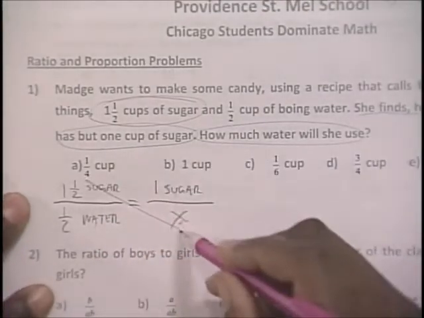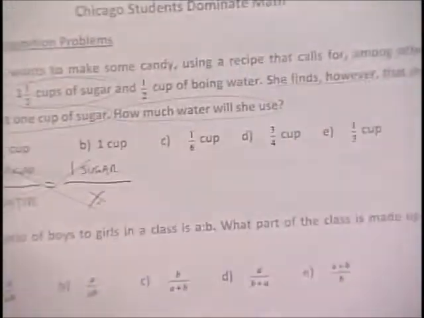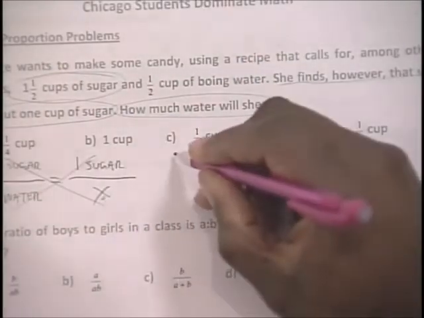All right, so now you're going to cross multiply. We're in the third step now, cross multiply. So you get 1.5x.